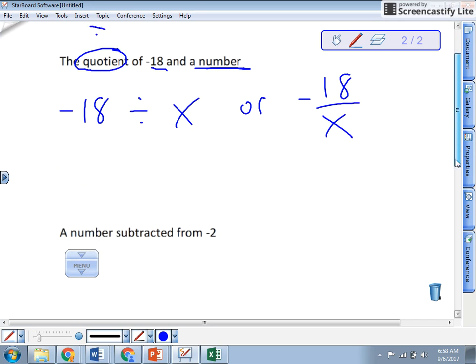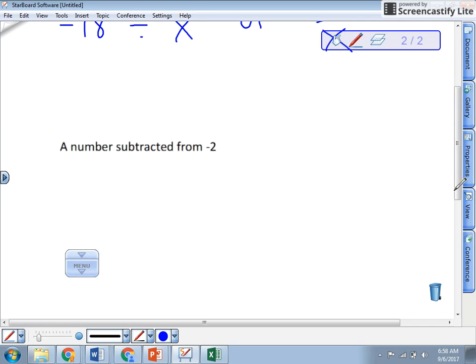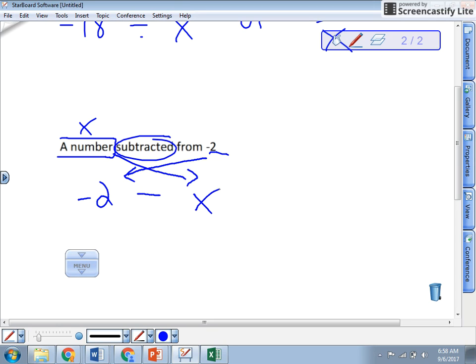Finally, a number subtracted from -2. We've got that phrase, a number, so we know we're going to have an x. We've got our -2, and they tell us the word subtracted. This one's a little bit of an opposite. It's a number subtracted from -2. So we're going to have -2 that's going to kind of go over here. And then we're going to have our subtraction sign. And then the number will go over there. So that's going to be -2 minus x.